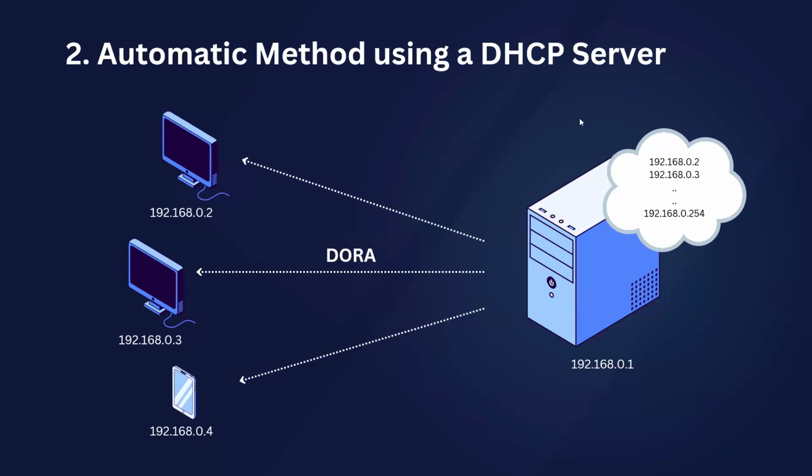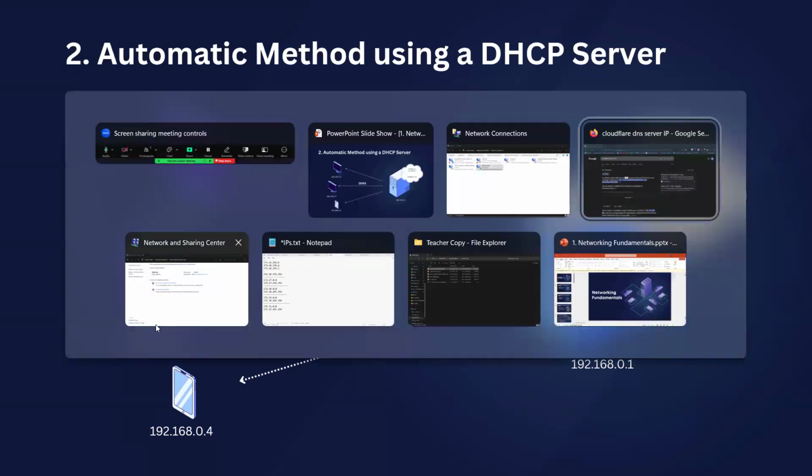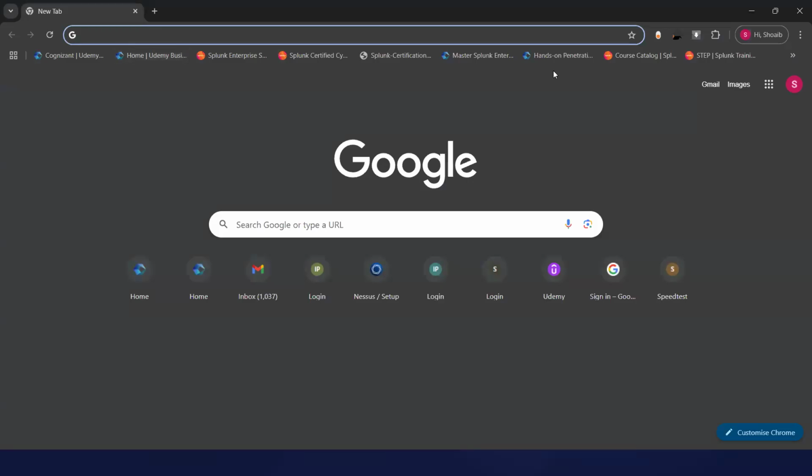Right. So let's talk about the automatic procedure. What is this DORA process? Very simple thing, guys. Basically, this is a communication between the client and the DHCP server. My bad. So let me draw this out and explain it in a very simple procedure.